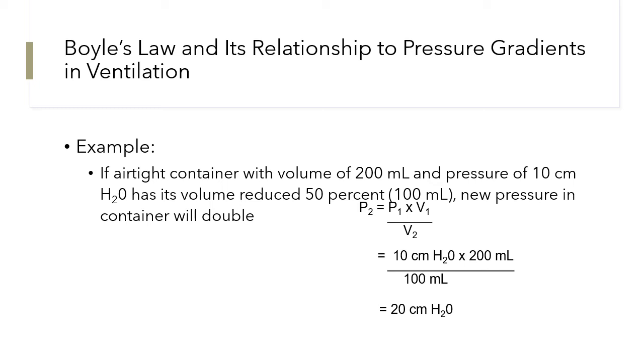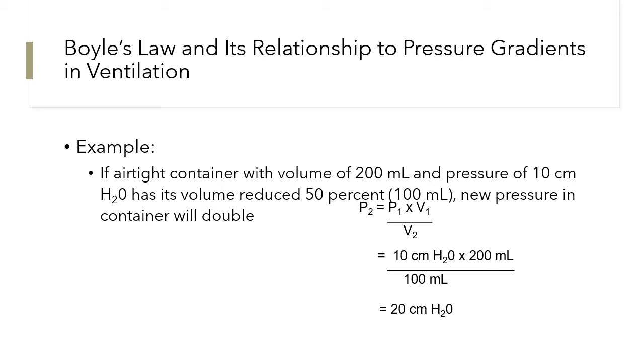So in this example, we're going to look at an airtight container, not the lungs which are open, but an airtight container with a volume of 200 milliliters and a pressure of 10 centimeters of water. If the volume is reduced by half, to 100 milliliters, the new pressure in the container will double. So how does this work? Well, it works with the equation for Boyle's law. P2 is equal to P1 times V1 divided by V2.